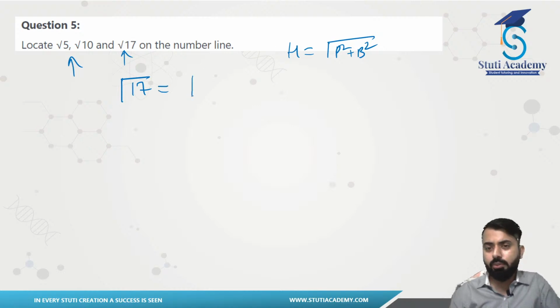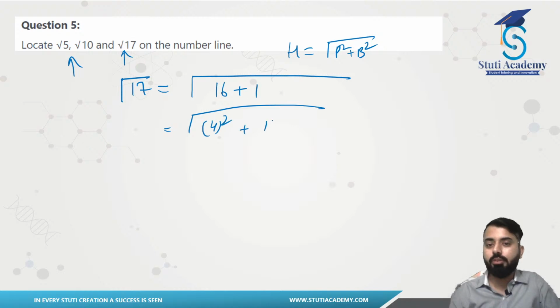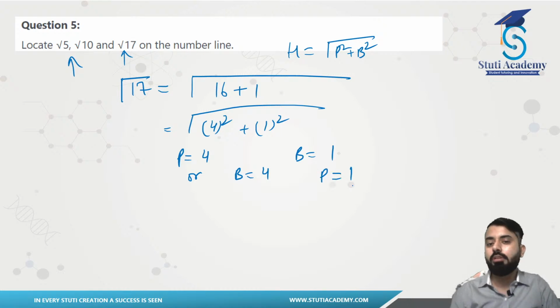So can I write root 17 like this? 16 plus 1, where 16 is what? A square of 4, and 1 is what? A square of 1. So I have my perpendicular, which is 4, I have my base, which is 1, or you can interchange this, or you can say I have my base, which is 4, I have perpendicular, which is 1. So you have to do what? You have to draw a number line.